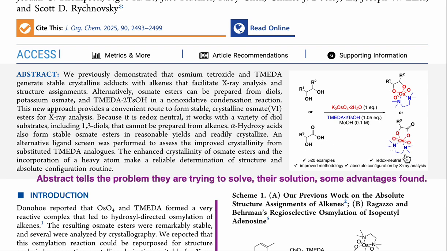They're attaching this osmate to the diol or the alpha hydroxy acid, and the reason that they're doing that is to make them very crystalline. A lot of times alcohols are not very crystalline. There are some exceptions, but you might not necessarily have a crystal structure. You might have a liquid as your product if you have a diol. And if this osmate ester is attached to it, it can be a solid crystal.